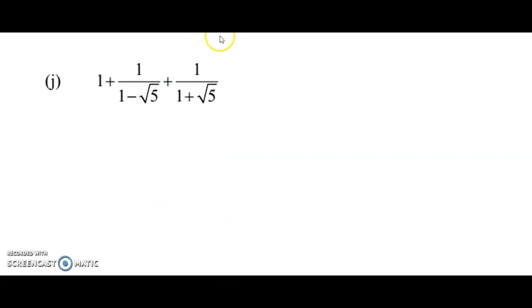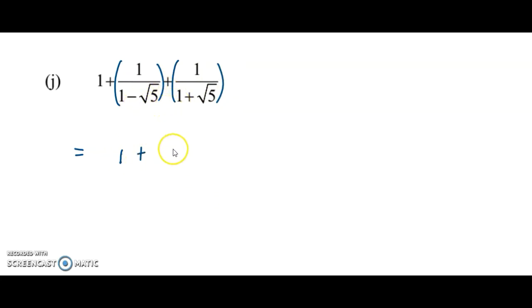Alright, this question has been upgraded into 3 terms. And this is also the last question in this video. So how are we going to rationalize the denominator? First, okay, I will try to equate the denominator for these two terms first, the second term and the third term. I will just remain 1 as 1 first.